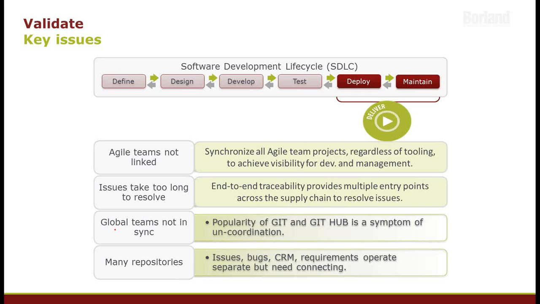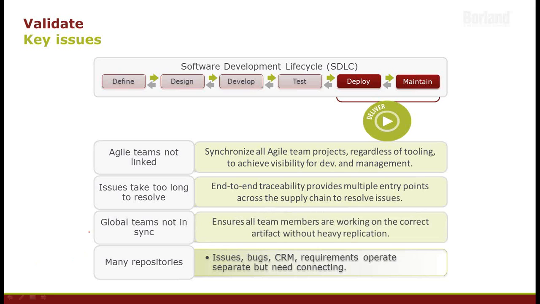You have many teams spread across the globe. You have a team in the US, a team in the UK, one in India, one in Singapore, or ANZ. They're not in sync. The popularity of globally distributed teams, or a GIT hub, is giving birth to a symptom of uncoordination, a symptom of bad communication and bad collaboration. So we need to ensure all team members are working on the correct artifact without heavy replication. Let me give you a quick example.